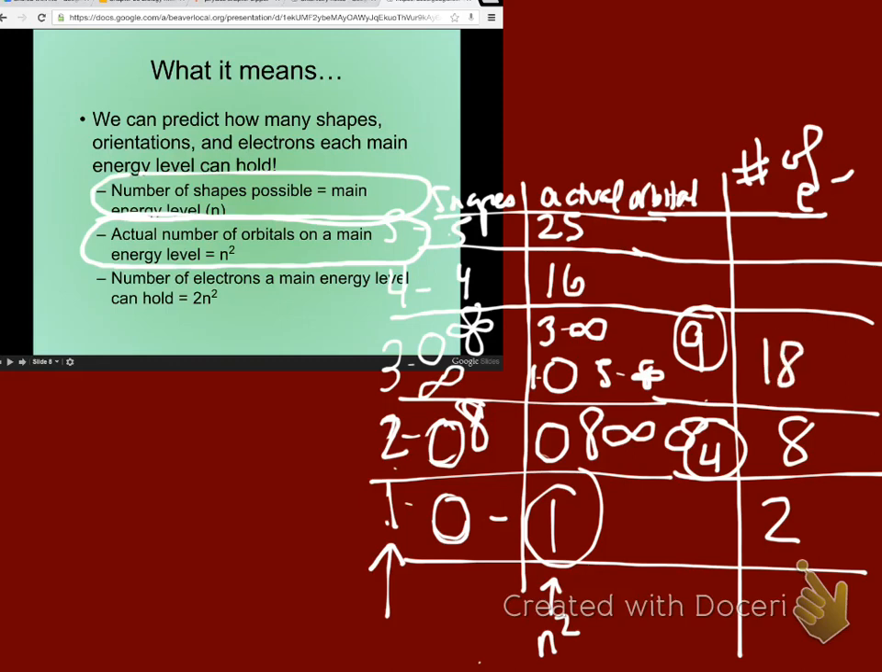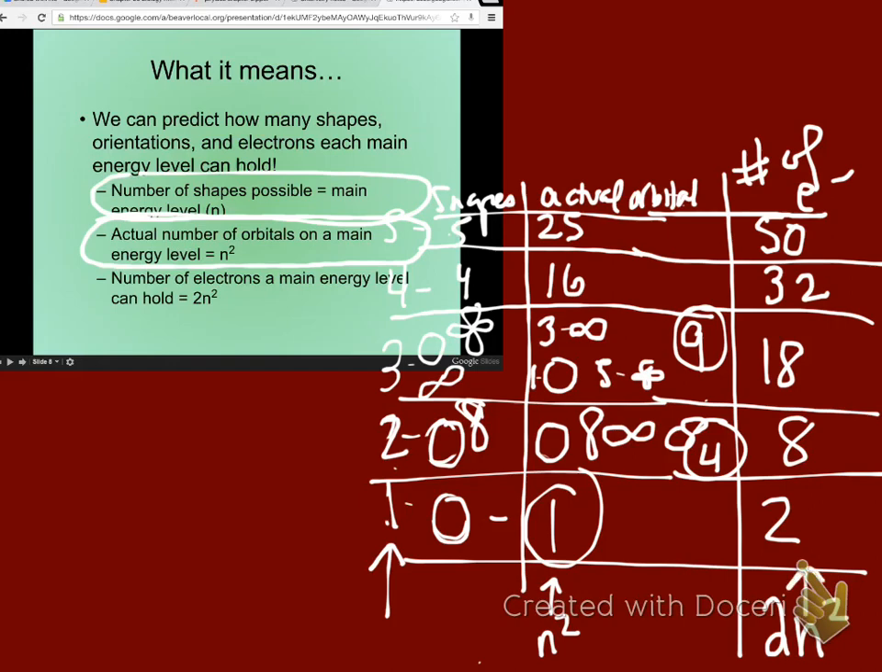What about the fourth main energy level? How many electrons can you have there? 32. And on the fifth main energy level, how many electrons are possible? 50. Now, this is only how many are possible. Not all these are filled up in most atoms. So the number of electrons possible is 2n squared.